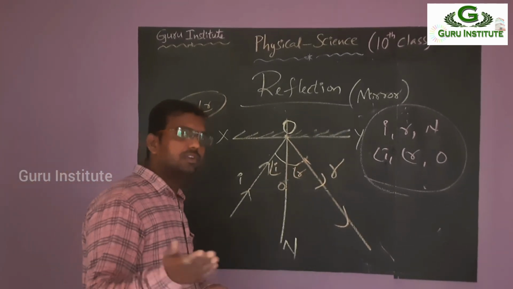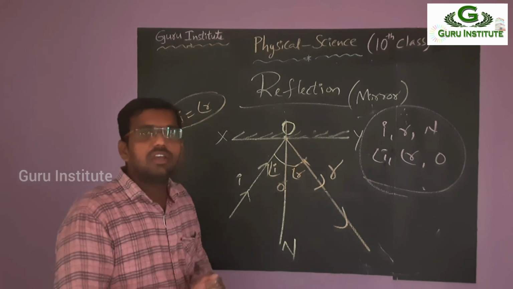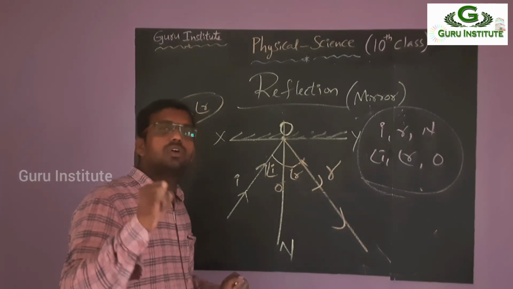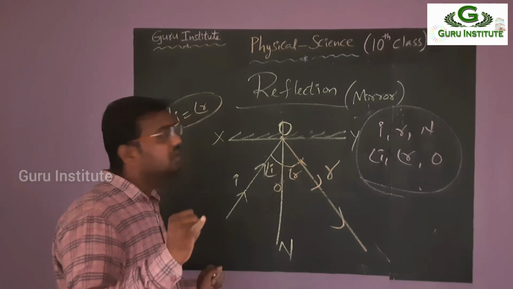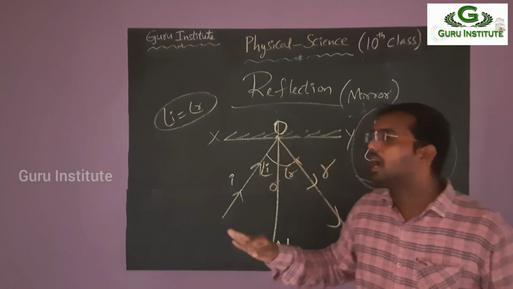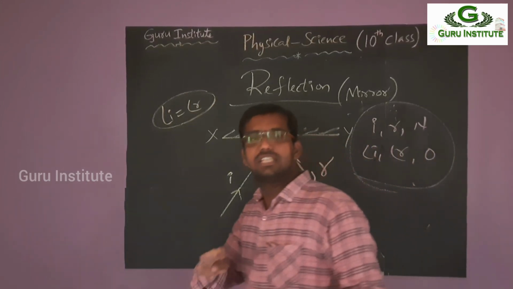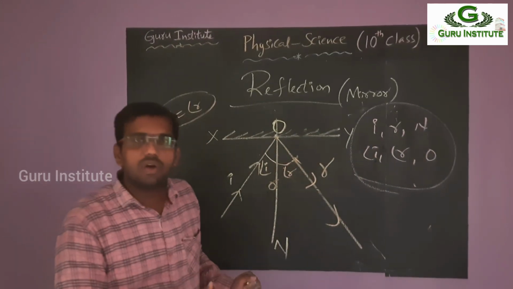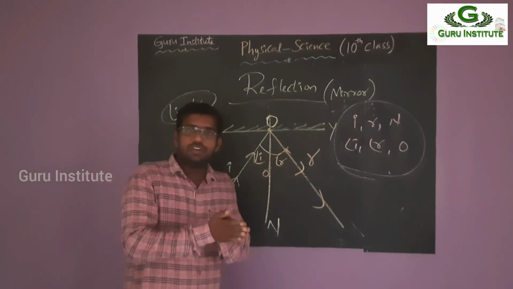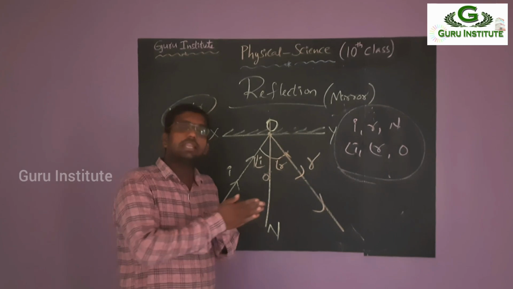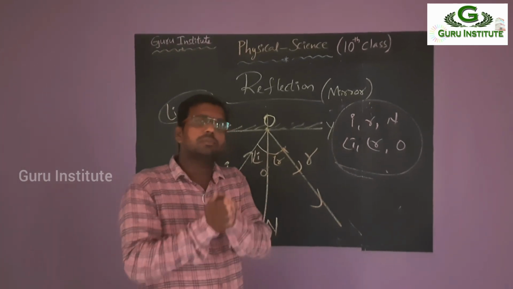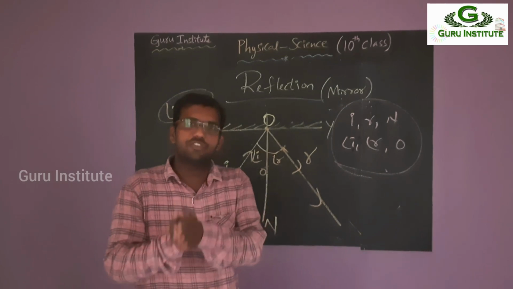So once again we review the previous class. What is the nature of light? It is a form of energy. Second, it always takes a straight line path, always the shortest distance path, it is a form of rays, and it doesn't require any medium to travel. The properties of light are reflection and refraction. Today we are discussing reflection. In the next class we will see refraction. The refraction concept is a little bit more lengthy and a little bit different.